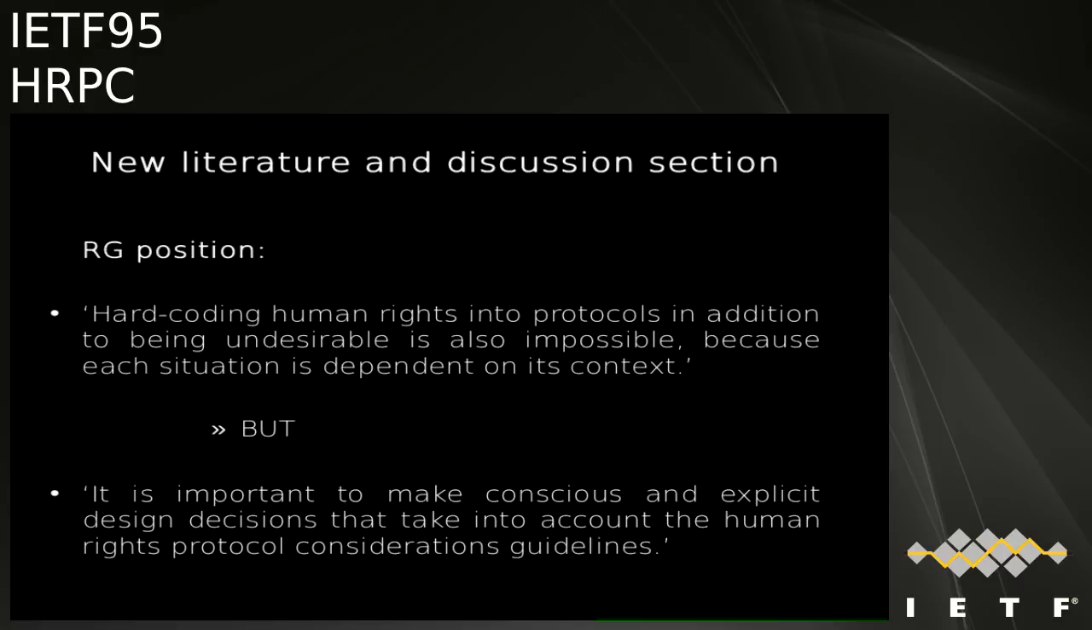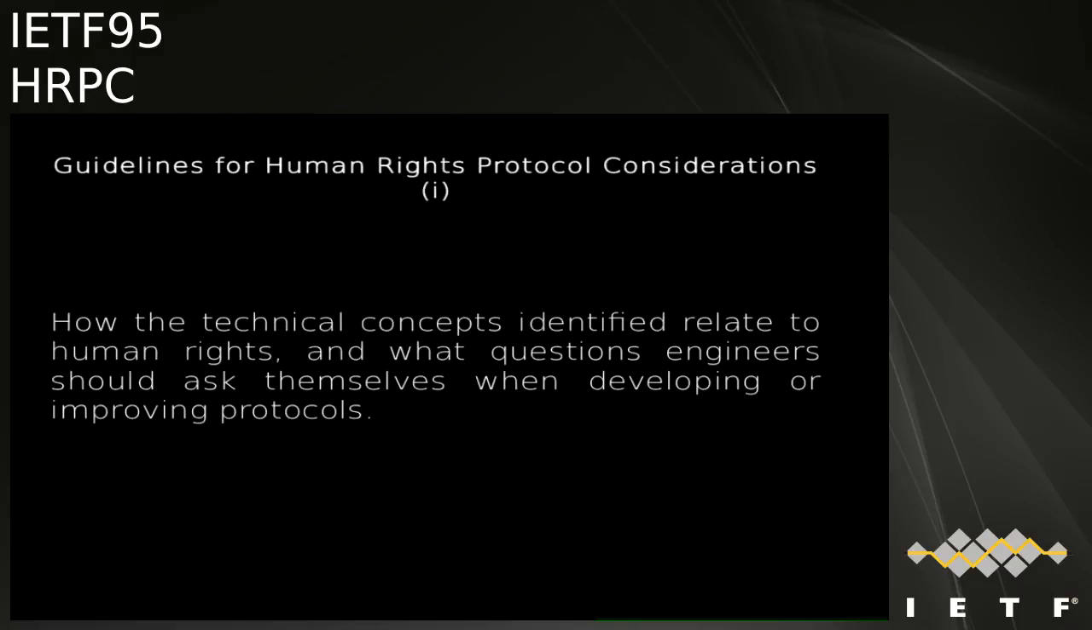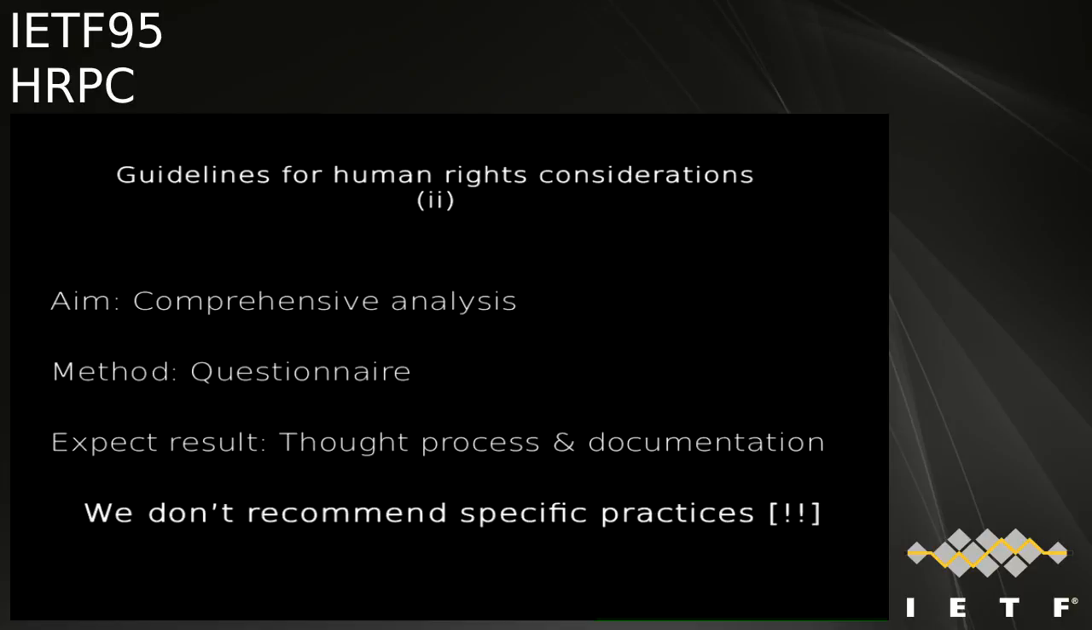And now for the most exciting part. So the question is, how can we do this? What questions can engineers ask themselves when developing or improving protocols to at least take into account or have thought through the potential impact this might have on human rights? So what we've done in this draft is take a first stab at that. Put down some questions and see if it works. Overall, the idea is for technical engineers to go through this and make a comprehensive analysis of the potential impact, positive, negative, neutral, whatever you might have on human rights.